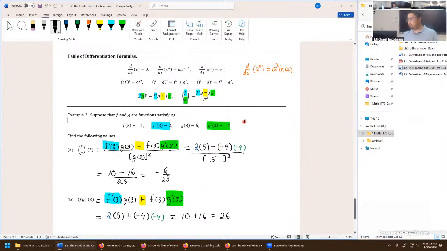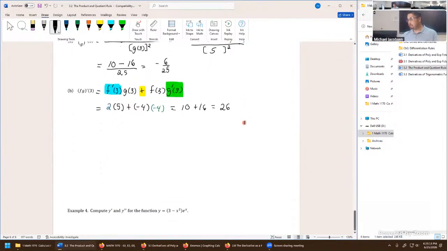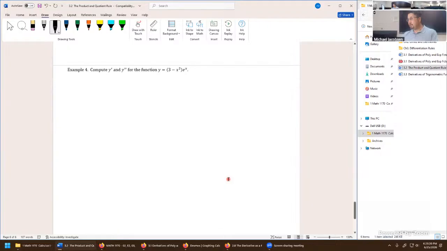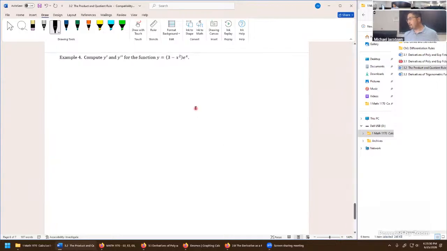Okay, well, let's turn to the last example of the notes. For example 4, we have two things we want to compute. It says compute y prime and y double prime for that function given there. y equals (3 minus x squared) times e to the x. So let's give this a try.